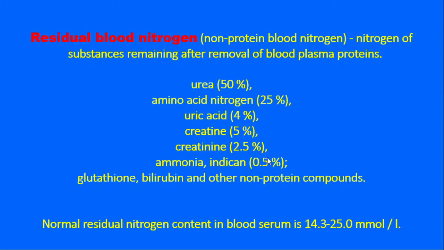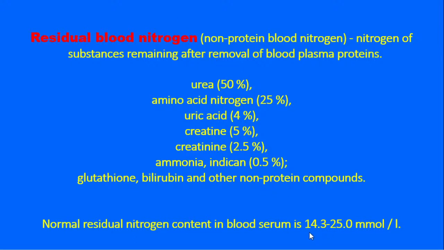Creatine and creatinine, nitrogen-containing compounds combined with muscle work. Ammonia, free ammonia, and indican, look, not more than 0.5% of all nitrogen-containing compounds. And small, less than 0.5% compounds, which are also, don't forget, nitrogen-containing but not protein: glutathione, bilirubin, and others. Minor components. The most important, of course, is urea, more than 50% of residual nitrogen.